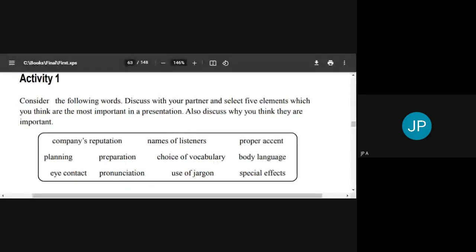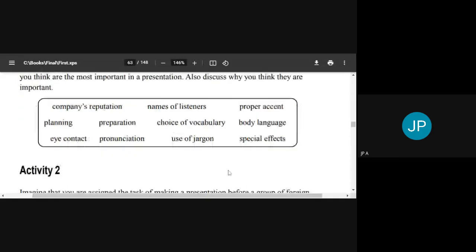These are the important things that we have to take care of when we make our presentation. So we need to plan and prepare. We need to use proper words. Choice of vocabulary is important. Then we should have proper pronunciation, proper accent, then body language, and good eye contact. So these are the important things when you make a presentation.